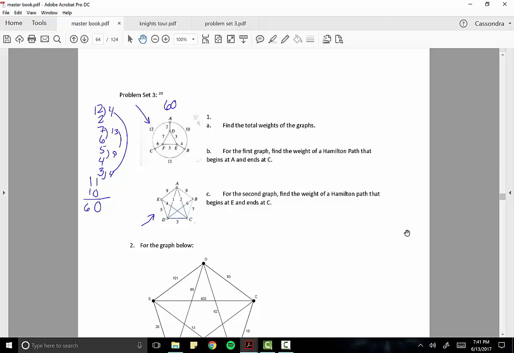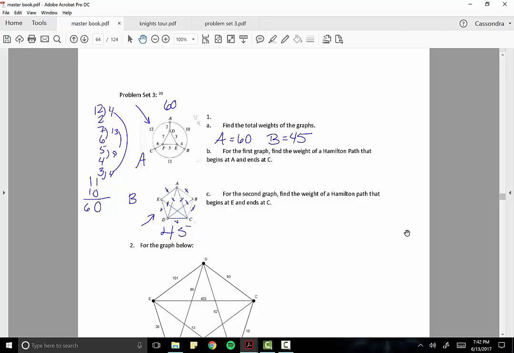For graph B, we're going to call this graph A. We'll call this graph B. For this graph, we've got 9, 10, 14, 19, 22, 30, 32, 38, 45. So 60 and 45.